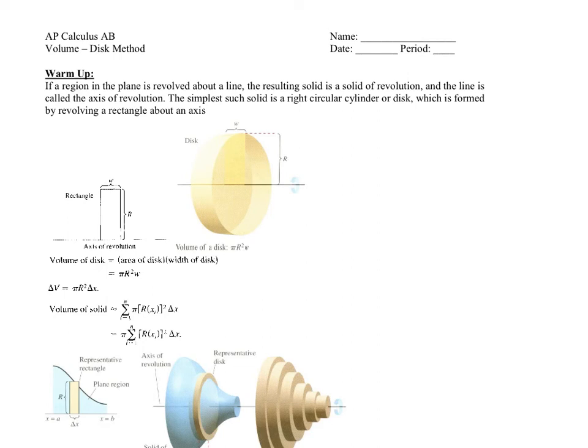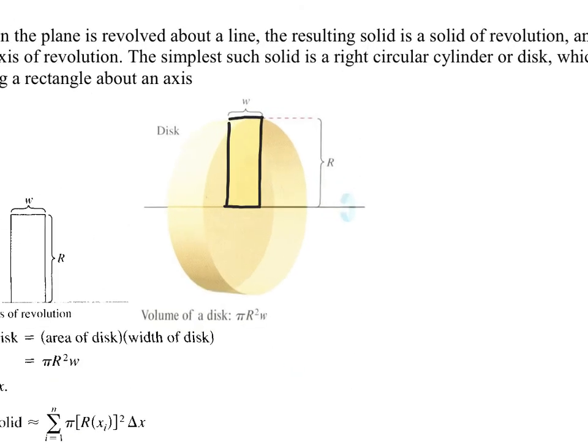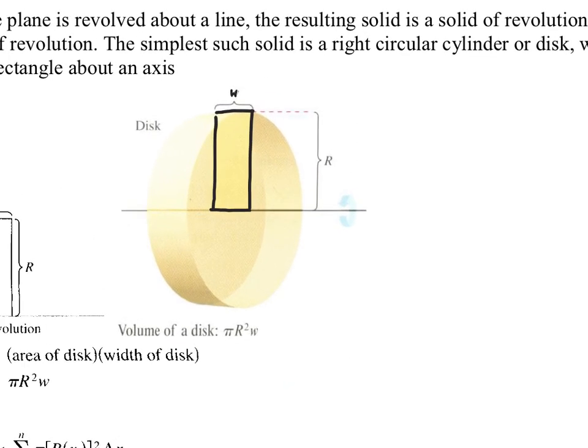Basically what we've done is we've taken some kind of rectangle, which you can see here, with a width of W and a height of R, and we have now spun it around this axis to form a wheel. Here, I'll outline it for you since it's a little hard to see in yellow.